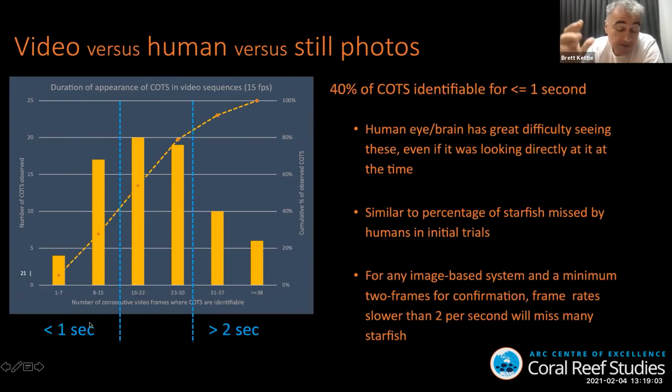Now, we have found starfish which are visible only for a single frame. In other words, there was only a 66 millisecond window of time in which that starfish was able to be seen, and they were seen. But the point here is that a great majority of these starfish would only be seen by a human observer if you happen to be looking at the right spot in your field of view at that time.